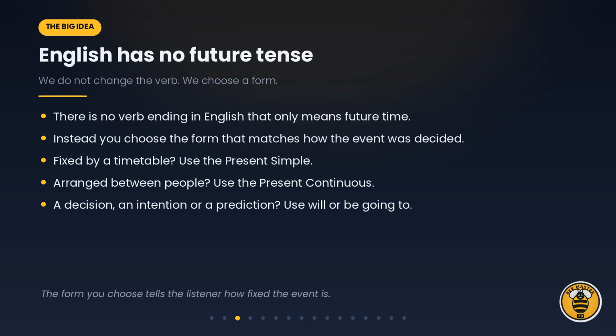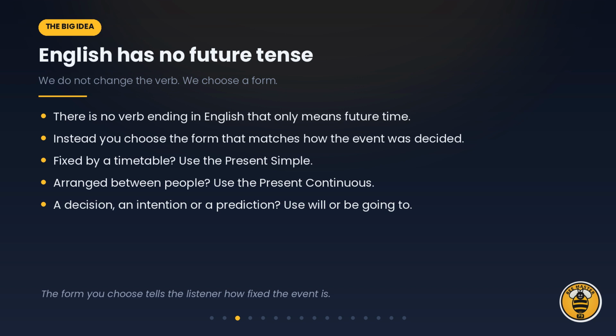Let's start with the big idea. English has no future tense. There is no ending you can add to a verb to make it mean future, the way there is for the past. Instead, English gives you a set of forms, and you choose the one that matches how the future event was decided.